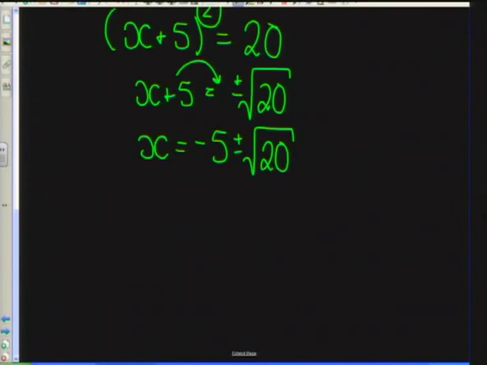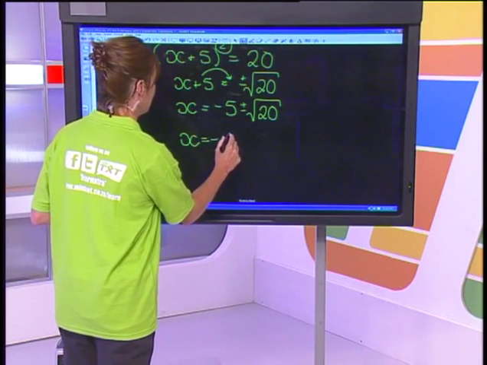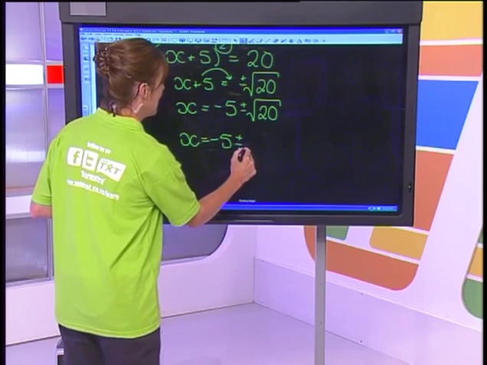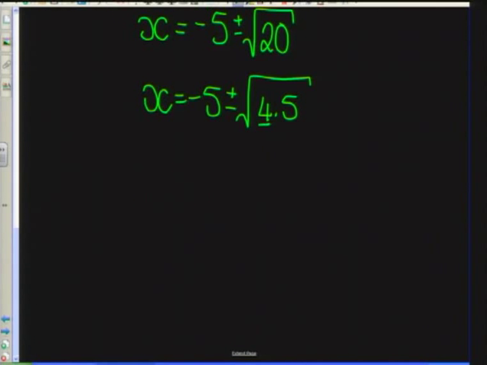Bearing in mind that if you've got a surd, we can simplify those surds. Okay, so let's just actually do that quickly. I've got x which is equal to negative 5 plus or minus the square root of 20. The factors of 20, if I said 4 times 5, that's still equal to 20, except now 4 is a perfect square, all right? So what we can do is take the square root of 4 out of the bracket.